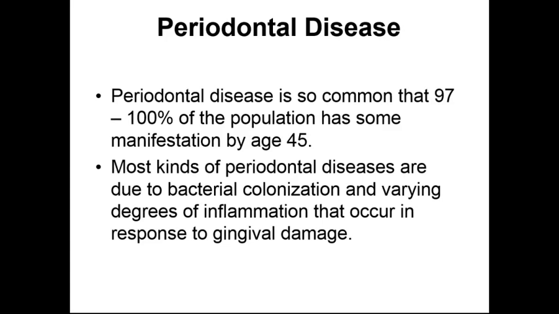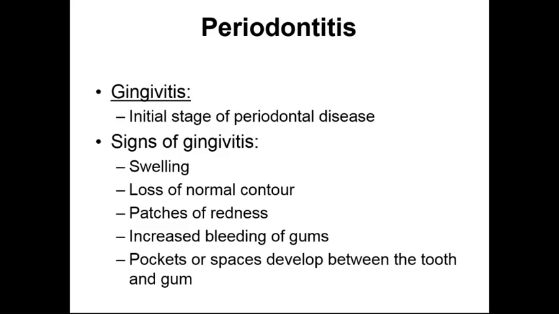Most kinds of periodontal disease are going to be caused by bacteria colonizing the mouth and causing inflammation within our gum line or gingiva. Gingivitis is the first stage of periodontitis or periodontal disease. So this is the mild inflammation of the gum line. Signs of gingivitis include, well, swelling or inflammation of the gum lines.